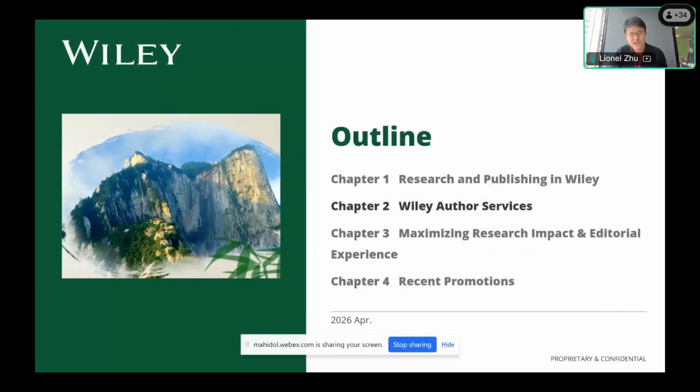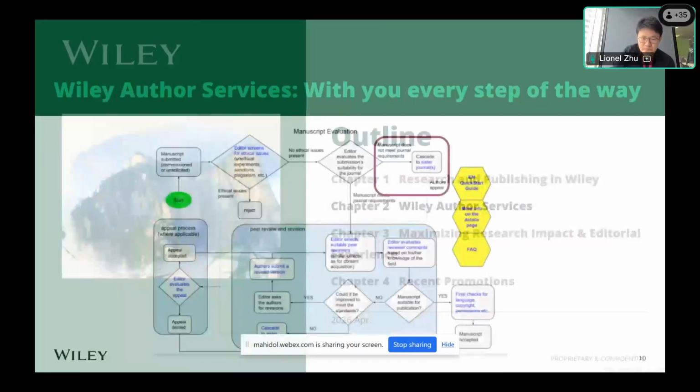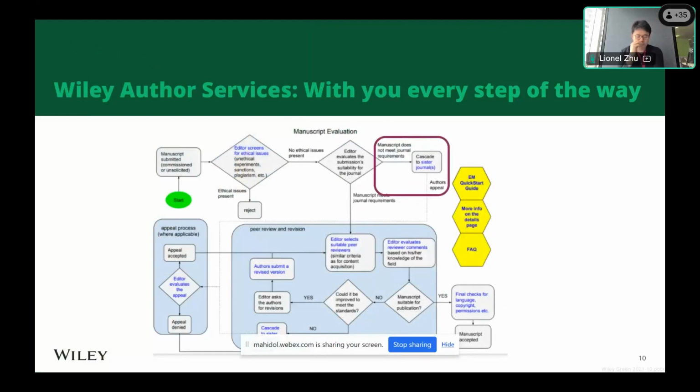The second part is about the workflow as an editor, and some tips we give authors on how to draft a scientific paper. First is the workflow as an editor. I've been to many universities and institutes, and from my understanding many postgraduates, even some professors, are not familiar with the process. So I want to give you a general introduction.